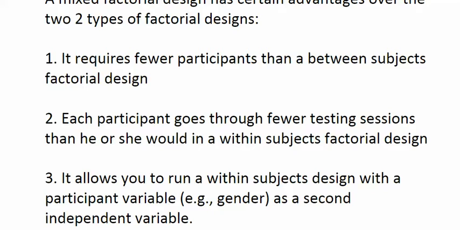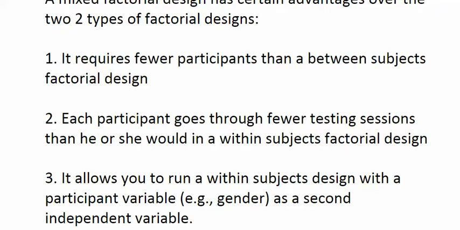Also, number two, in a mixed factorial design, each participant goes through fewer testing sessions than he or she would in a within subjects factorial design. I mentioned before that in a 2 by 2 factorial design, if it's within subjects, each person goes through 4 testing sessions, one time per cell, which doesn't sound like too long of a sequence, but once again, what if it wasn't just a 2 by 2 factorial design? What if it was 4 by 4?